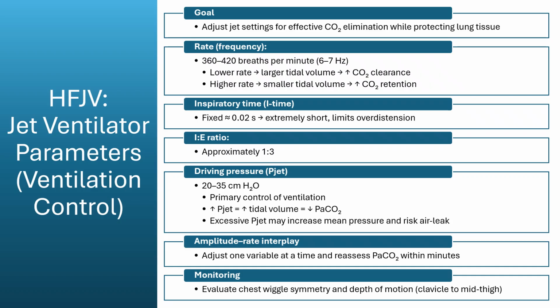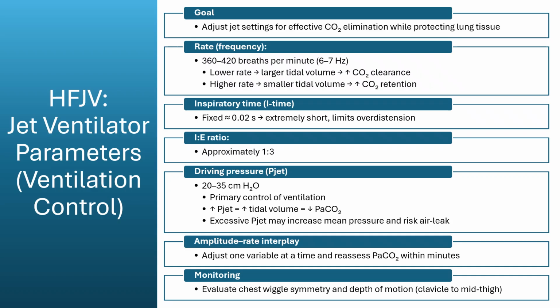Driving pressure, or jet PIP, is the most direct control of ventilation. Increasing driving pressure increases pulse energy, tidal volume, and carbon dioxide elimination. Excessive driving pressure, however, raises mean airway pressure and risks barotrauma. Adjustments are typically made in 2 to 3 centimeter increments while monitoring carbon dioxide and chest expansion. The goal is to maintain gentle, visible chest vibration extending to the mid-thigh without exaggerated movement.